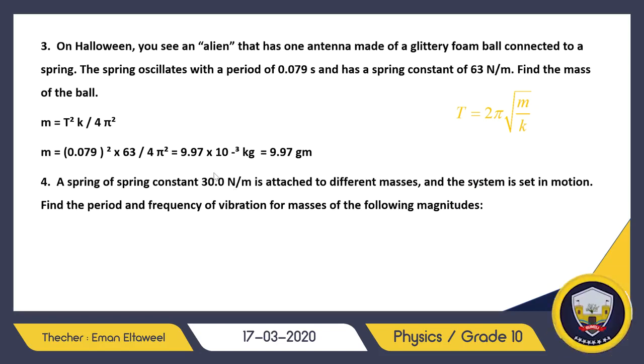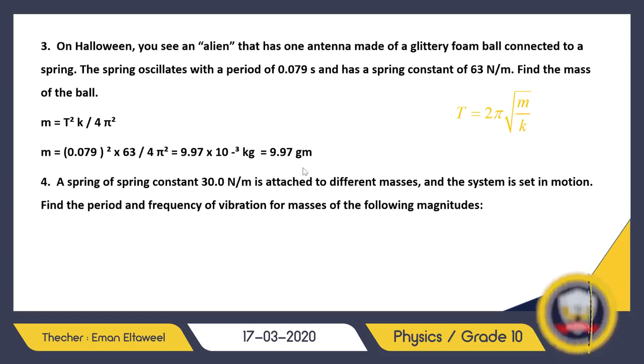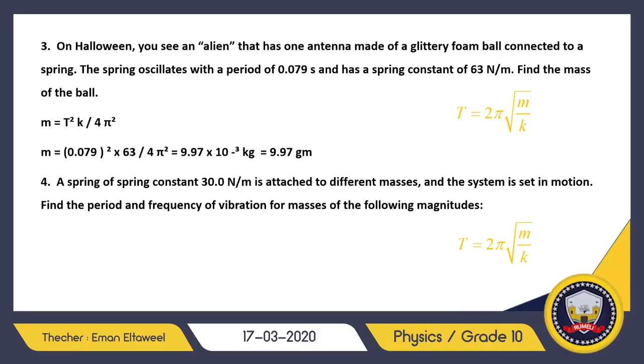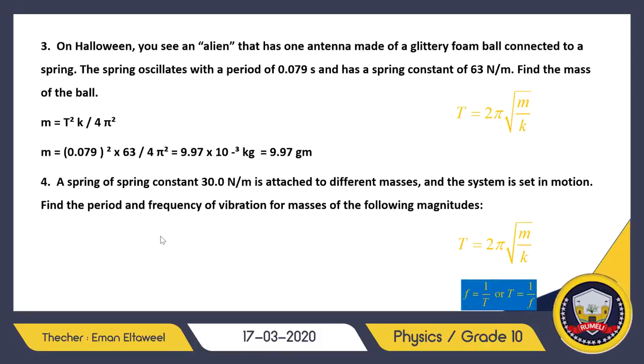So, since we are talking about k, spring constant, and we are talking about masses, we are going to use the same formula for period. So, T equals 2 pi square root m over k. And then the frequency, by the way, find the period and the frequency. So I'm going to use after that F equals 1 over T. This formula for calculating the frequency, but after calculating the time, we're going to calculate the frequency.